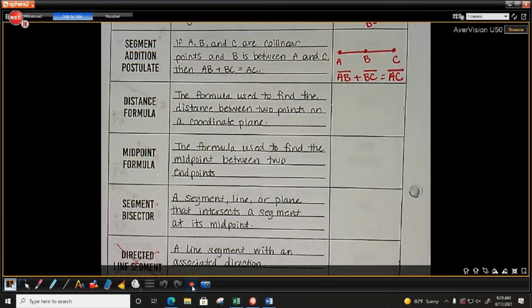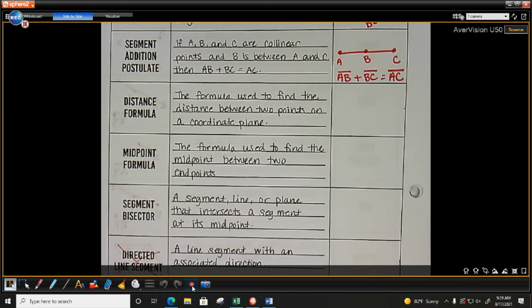Okay, next we have the distance formula. This is the formula used to find the distance between two points on a coordinate plane.